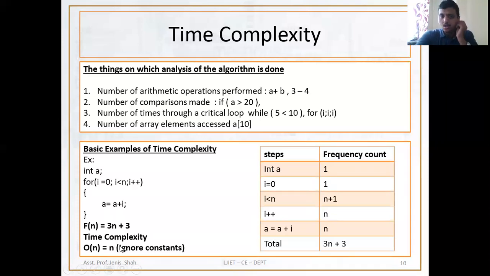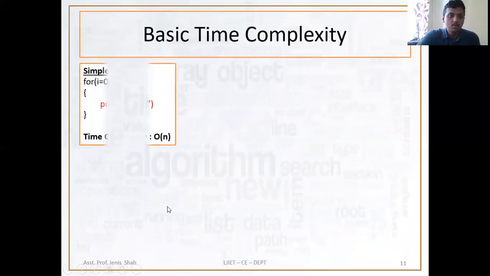So why do we consider only n instead of 3n plus 3? Because we always remove the constants. Ignore the constants, the 3. We just need to focus on the n. So O(n) is equal to n. Fine. Now moving forward, basic time complexity.